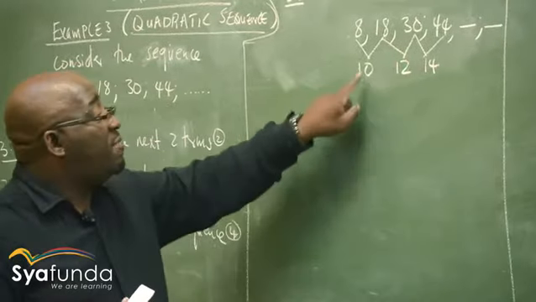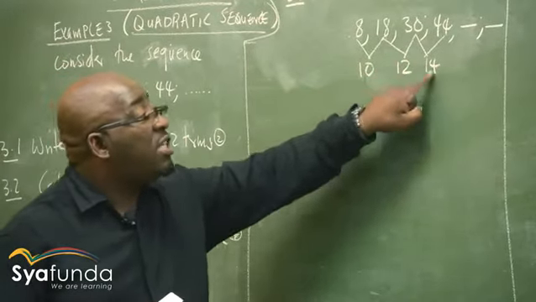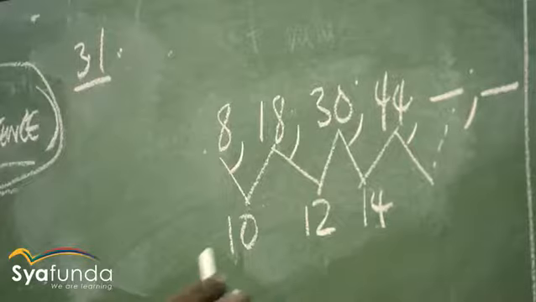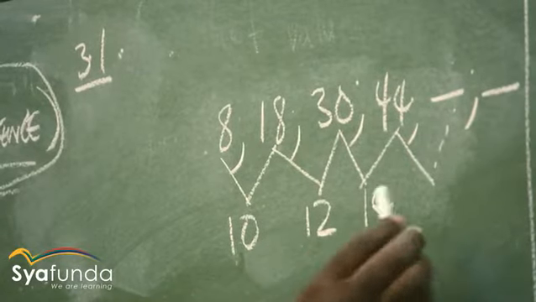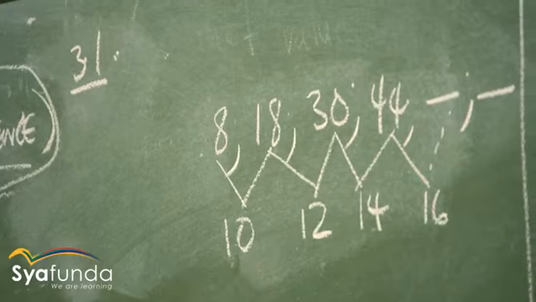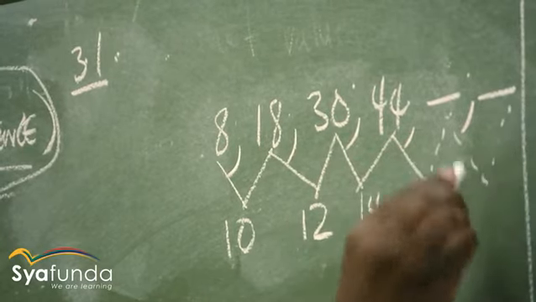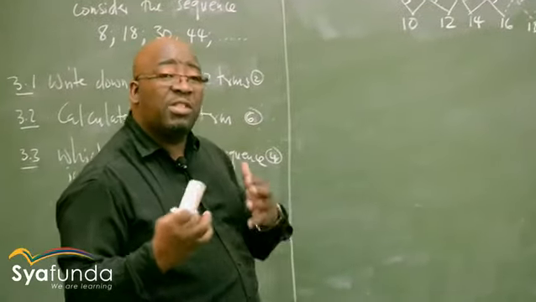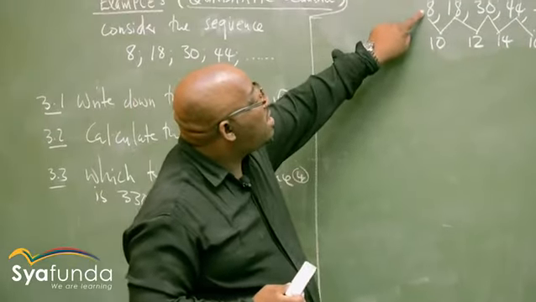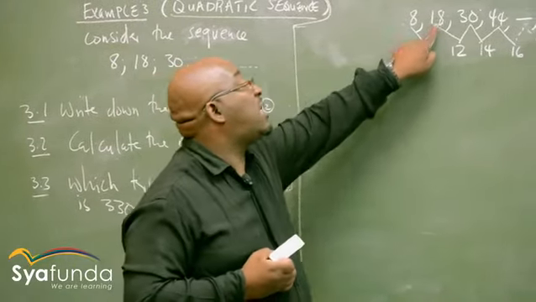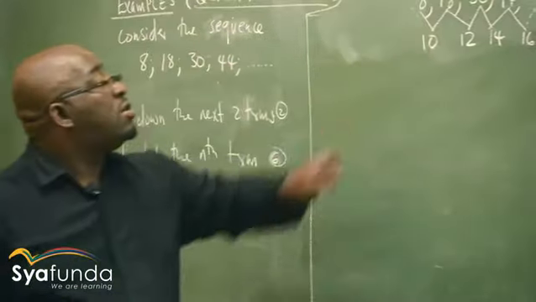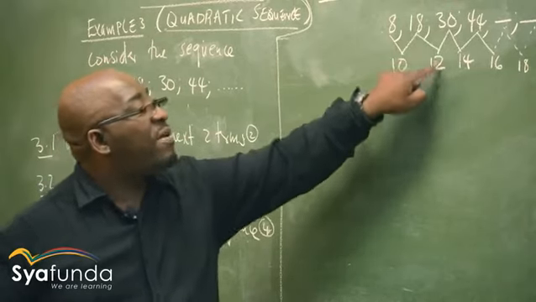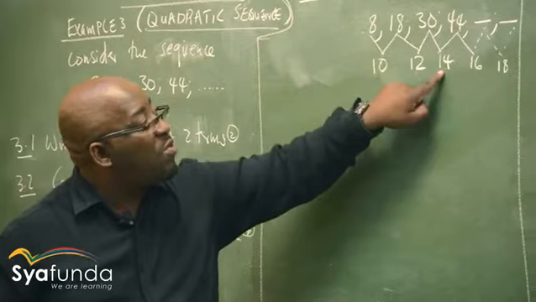That is number patterns. If this is 10, 12, 14, you can tell the difference between this one and that one. So this one will be 16. And the next one, the difference between this one and this one will be 18. Now let's do this thing. What is it that we should notice here? If I add this 8 plus this 10, what do I get? I get the next term, which is 18. So 8 plus 10 will give me 18. And 18 plus 12 will give me 30. And 30 plus 14 will give me 44.